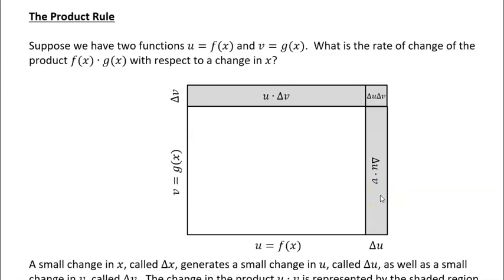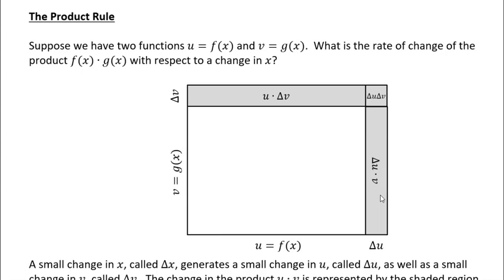We can represent the product of two functions with area, right? We have length times width as area. And so we can represent this g of x times f of x or f of x times g of x as the area here, okay, where v is g of x and u is f of x, okay? And then f of x times g of x is u times v, and we get the area of a rectangle.